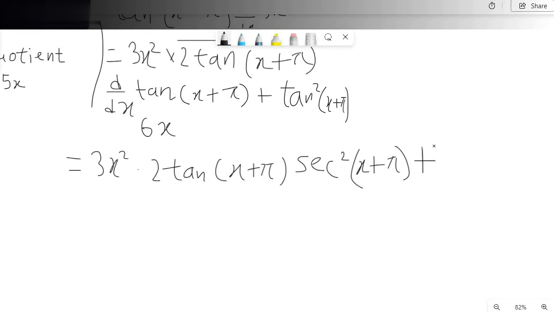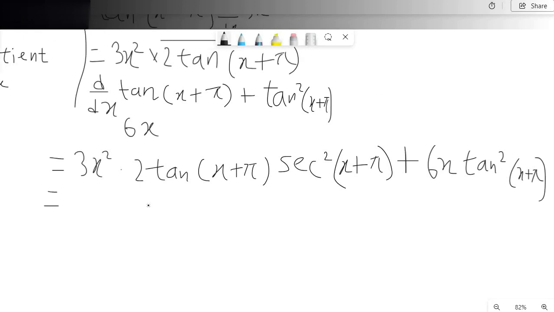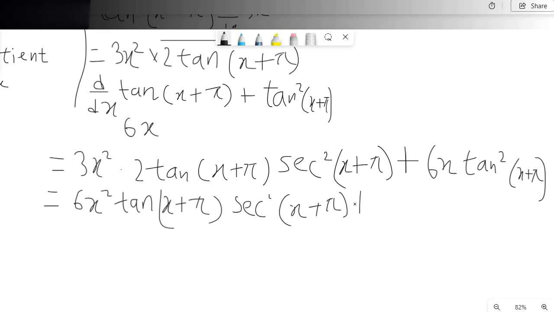And then plus 6x tan squared x plus pi. So further simplifying, we have 3 multiplied with 2 to get 6x squared, then tan x plus pi multiplied with sec squared x plus pi, plus 6x tan squared x plus pi, and this is our final answer.